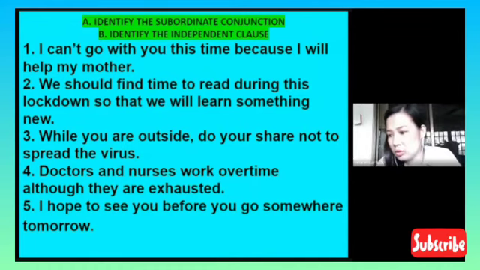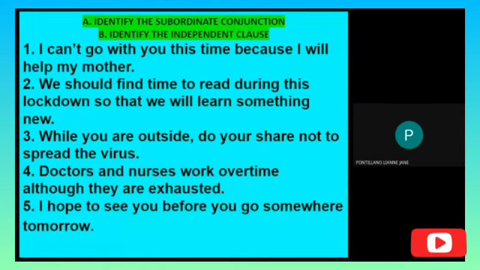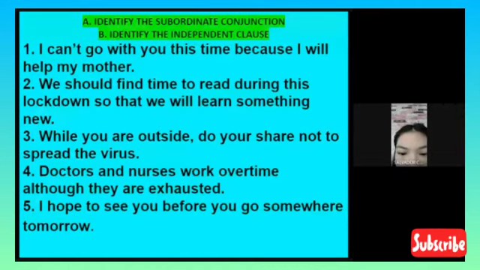Si Lian Pontiliano. Lian, go. While you are outside, do your share not to spread the virus. Okay. Po ma'am, yung independent clause, yung do your share not to spread the virus. Okay. Ma'am, sige, go. 4 po. Sige. Doctor and nurses work overtime although they are exhausted. Yung independent ko po, yung although they are exhausted. Tapos yung dependent ko, doctor and nurses work overtime. Hindi kaya nabaliktad mo, Salvador? Baliktad.